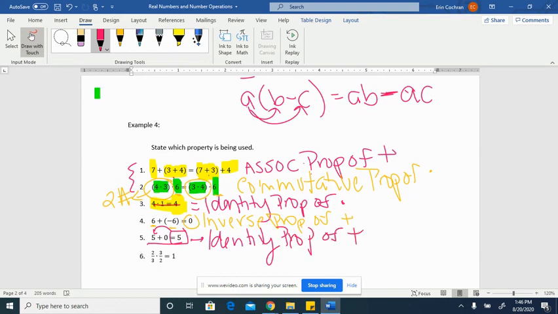And then that last one, 2/3 times 3/2 equals 1. So we're starting with a number, multiplying by its reciprocal, and getting to 1. So it's not identity because we're not getting back to itself, but it's taking its reciprocal and multiplying it to get to 1. So that one would be our inverse property of multiplication.